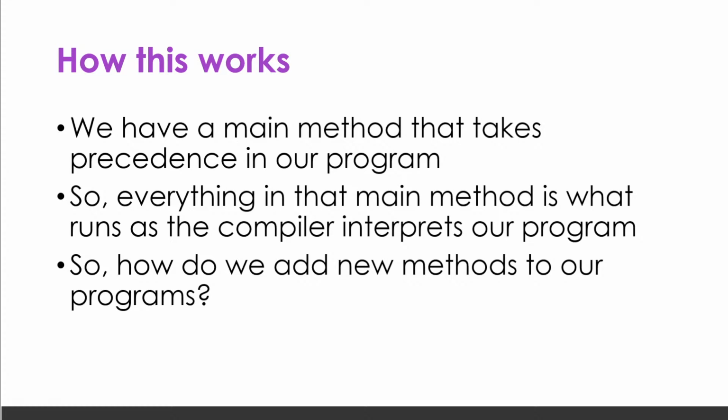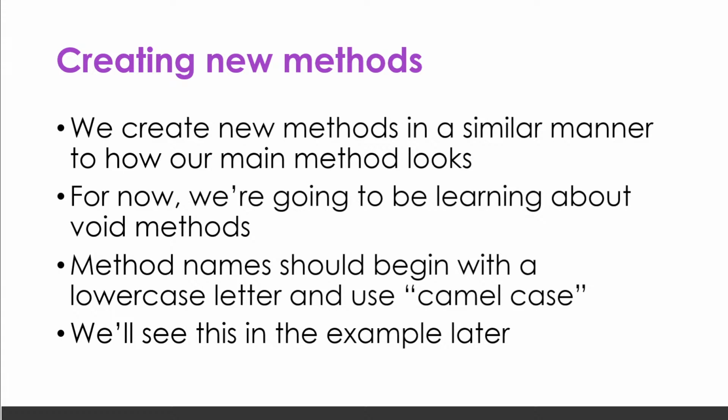So how do we add new methods? Well, we create new methods in a really similar way to that main method that we're used to seeing, right? Especially for the time being. Public static void main. Public being the scope of the function. Static being the type of data for the function. It can be a static function or a non-static function. Void being the type of function that it is. And then main being the name of the function.